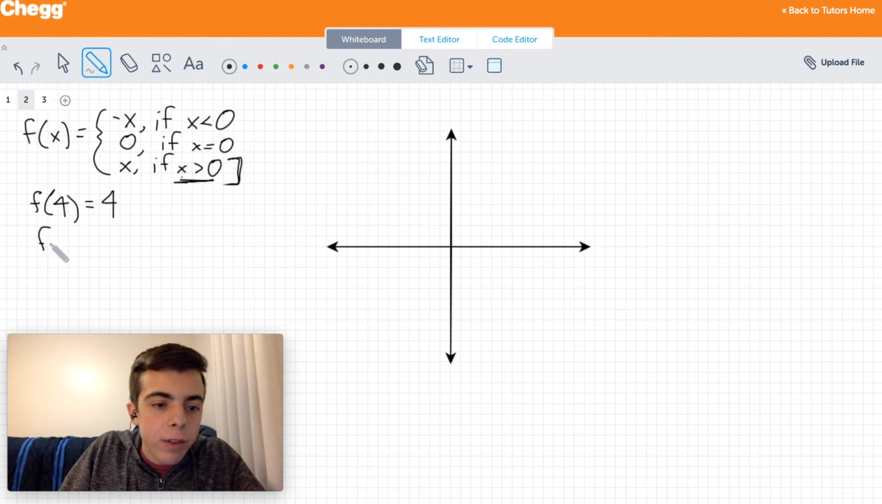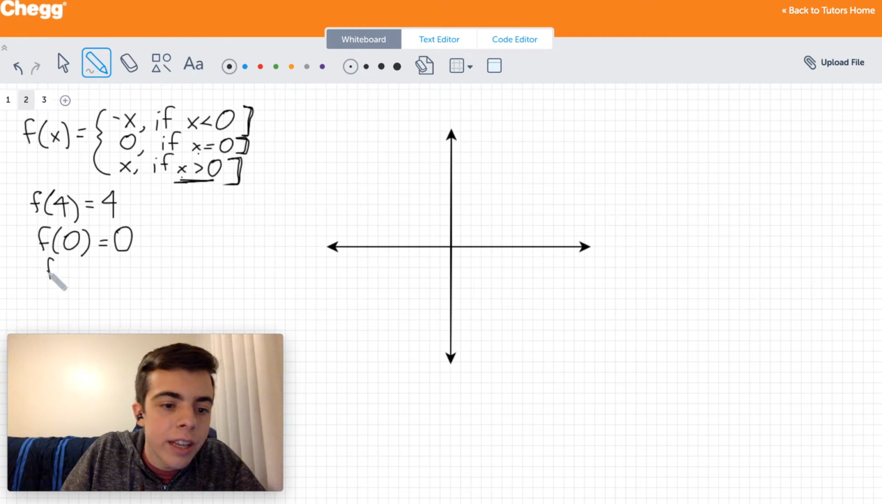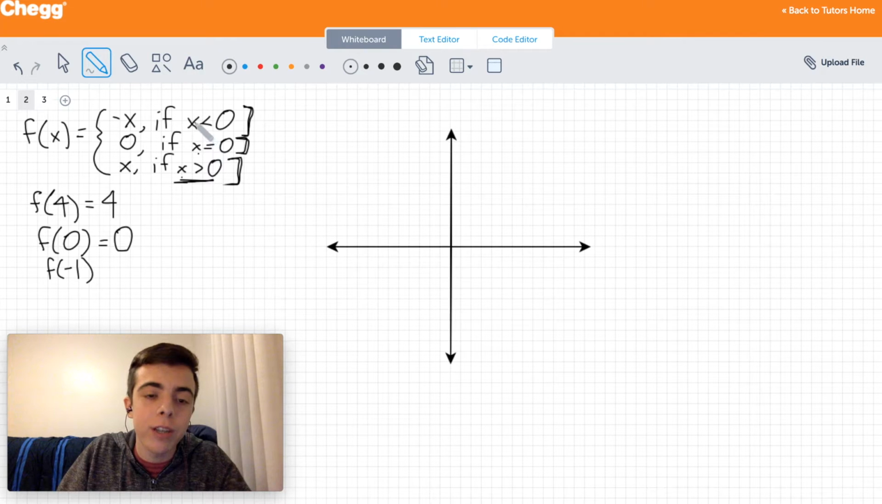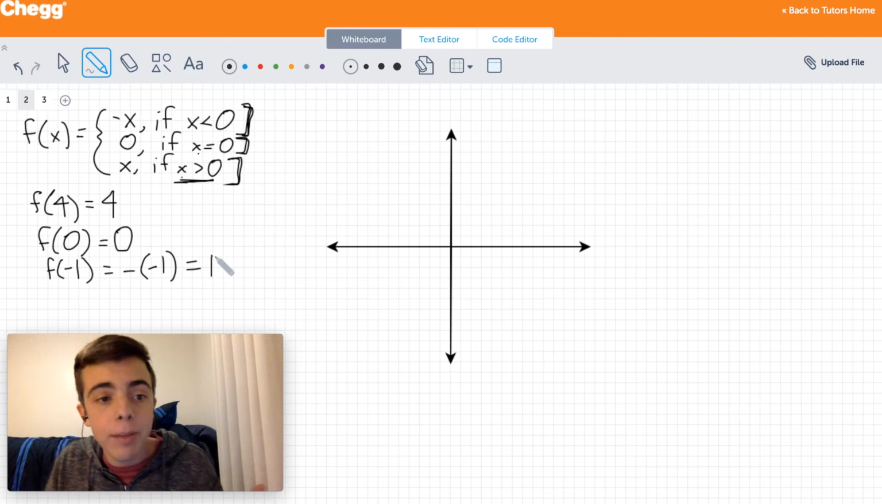What if we have f of 0? So now x is 0. If x equals 0, then you can go back, f of x equals 0. Let's say we have an x value of negative 1. The x value is only going to satisfy one of these possibilities. In this case, negative 1 is, as x is less than 0, so we're going to use this top equation. We just plug in negative 1 for x. We get f of x equals the opposite of negative 1, or just positive 1. So that's how we evaluate piecewise functions.